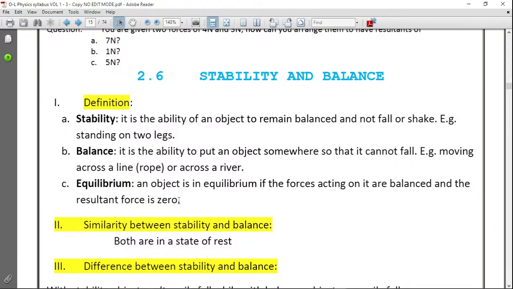So when the resultant force is 0, an object can be moving at constant velocity. If you move at constant velocity, then the acceleration is 0, so the force, which is equal to mass times acceleration, will give us 0. The object is moving, but the resultant force is 0. So the force on it is 0 because the acceleration is 0, but it's moving.